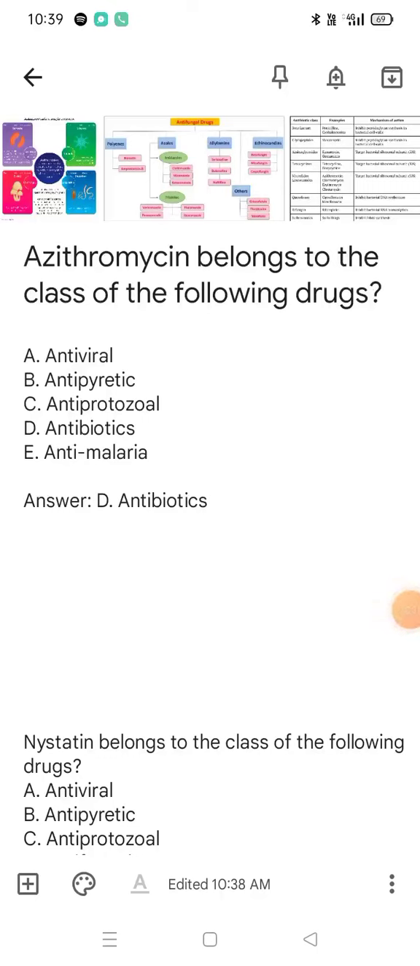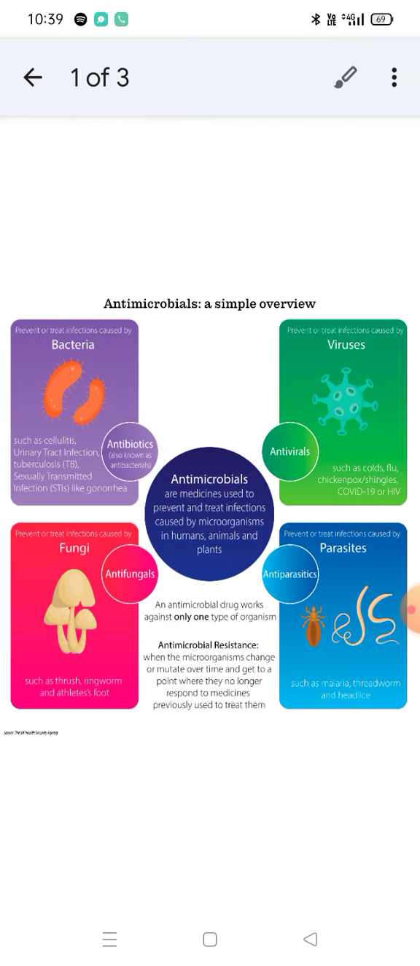So the question is, azithromycin belongs to the class of the following drugs, and the answer is antibiotics. If we see the classification of antimicrobials, these are the agents, compounds, or medicines that prevent and treat infections caused by microorganisms. Microorganisms may be bacteria, viruses, fungi, and antiparasites.